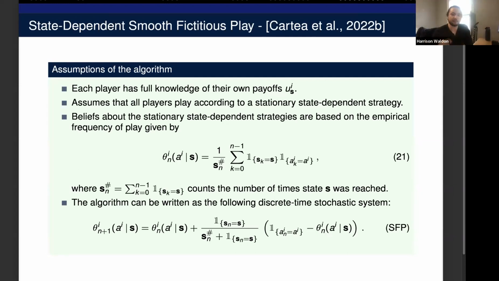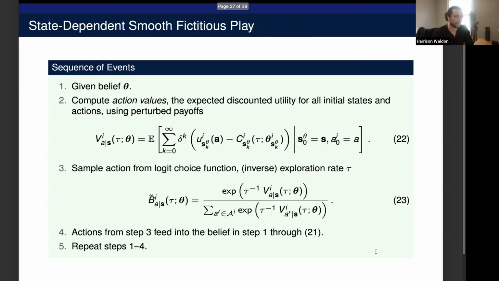Beliefs are updated then by equation 21 here. So we just update by the empirical frequency, but we can rewrite the algorithm in a nice iterative form, which is here. So play from this algorithm evolves in the following way. Given a belief, agents compute their expected discounted utility for all states and actions, assuming that all agents will act according to these believed strategies.